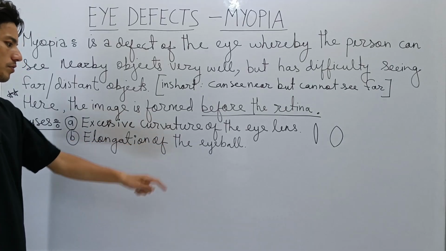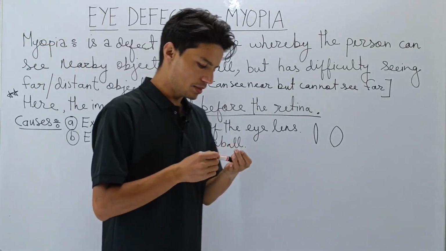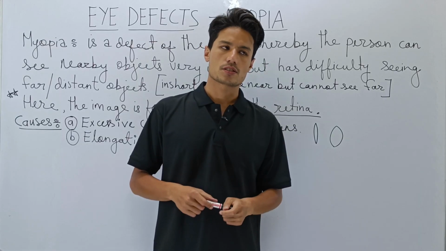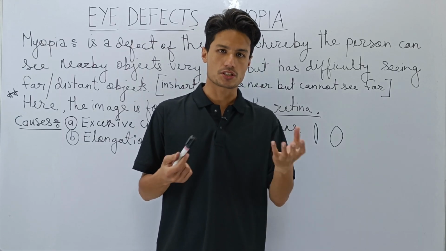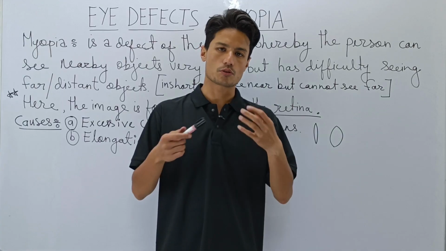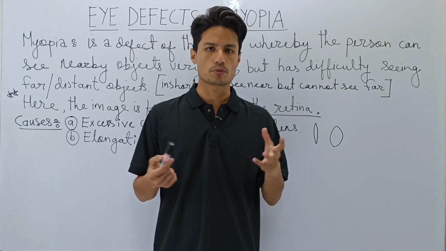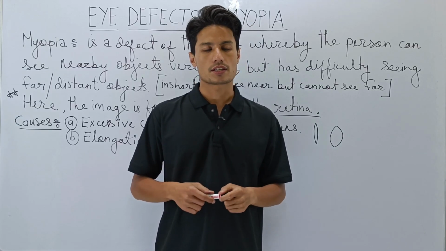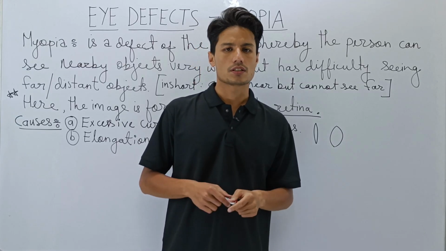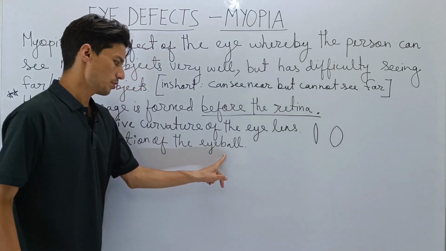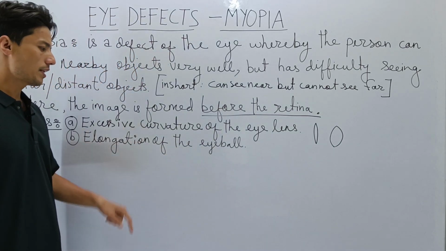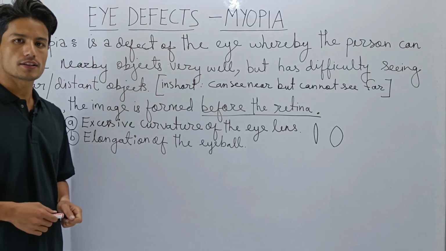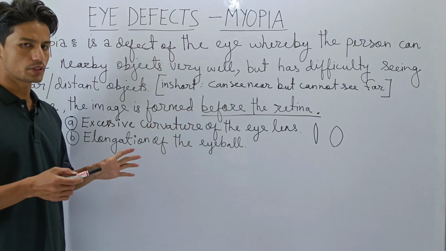The other one is elongation of the eyeball. Now this is a birth defect. If you are born with a normal eyeball, then throughout your lifetime you will have a normal eyeball only. The size of your eyeball will not increase. It will remain the same. So this is a birth defect. If you are born with an elongated eyeball, then you may suffer from myopia. So these two reasons are there, which we will explain in detail.